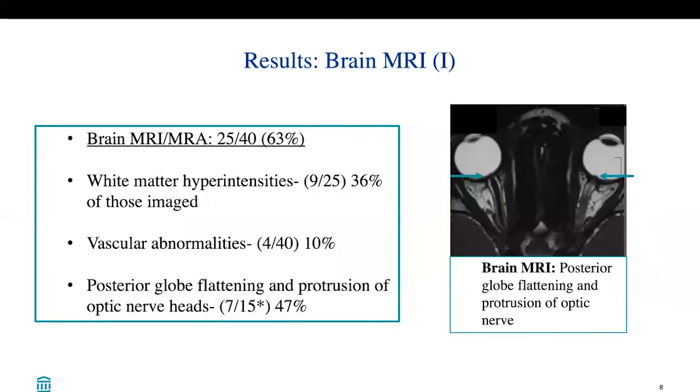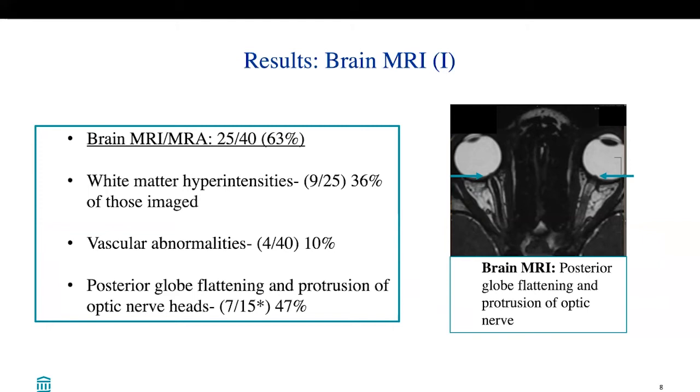So now to talk about results from the brain MRI scans. For the next few slides, it's really important to look at some of these frequencies in the context of those who have had imaging done. Thus, I have provided a reminder on some of the slides, as you can see here. So again, 25 out of 40 of these patients have had brain MRIs.